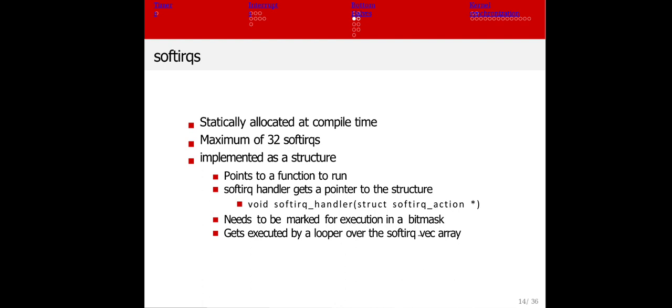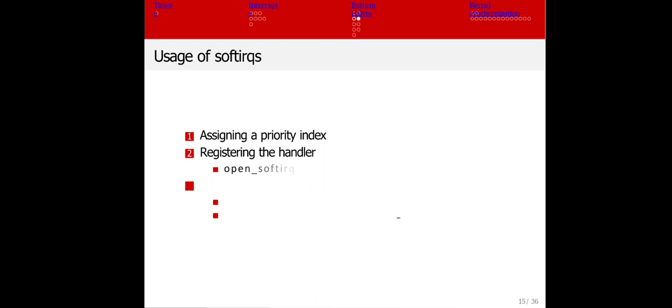So now we learned what is soft IRQ and how it is implemented. The usage is for assigning a priority index, registering the handler, and marking it for execution. So this is how it is done: open soft IRQ, raise soft IRQ, and the handler gets executed by the next do_soft_irq run.